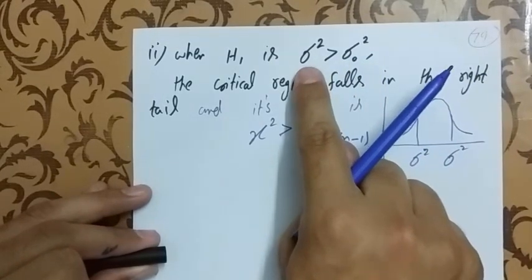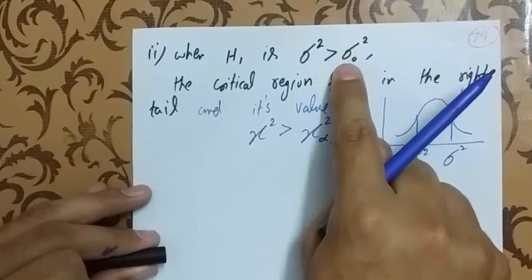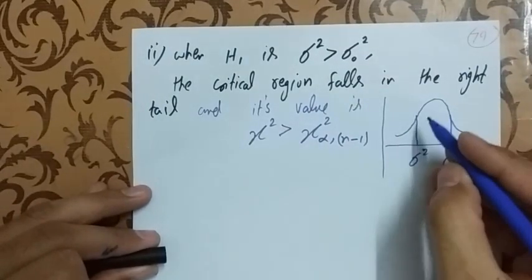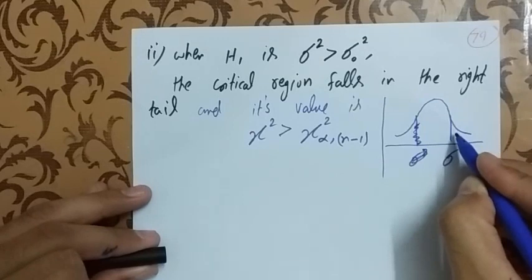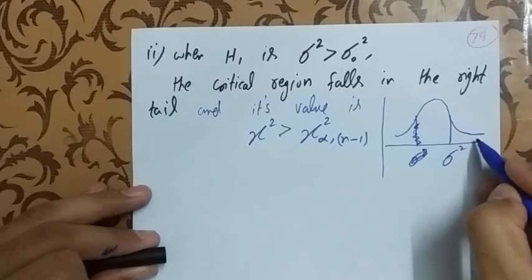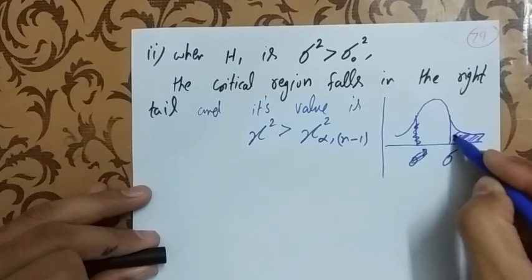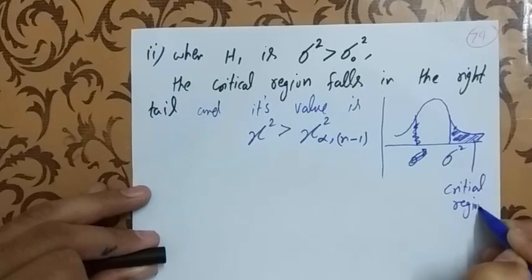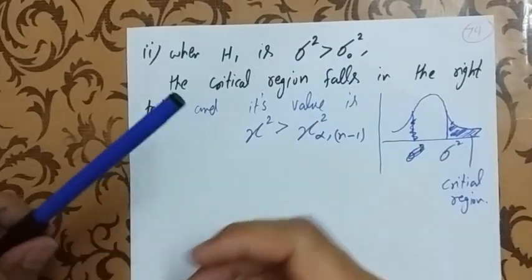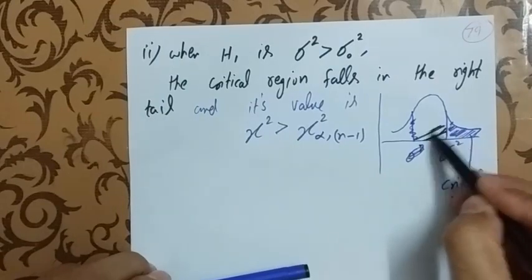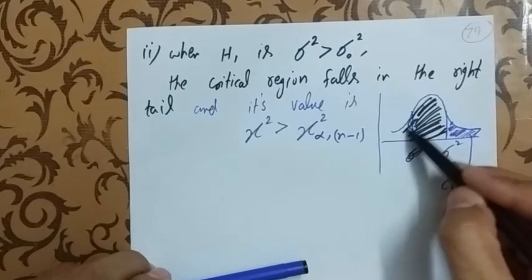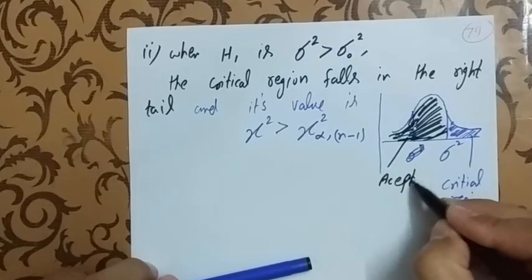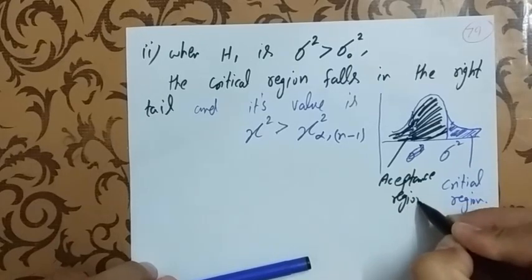If sigma square is greater than in the null hypothesis, then our critical region falls not on two sides but only on the right side. This is the critical region for sigma square greater than sigma naught square, and the whole black shaded area is the acceptance region.